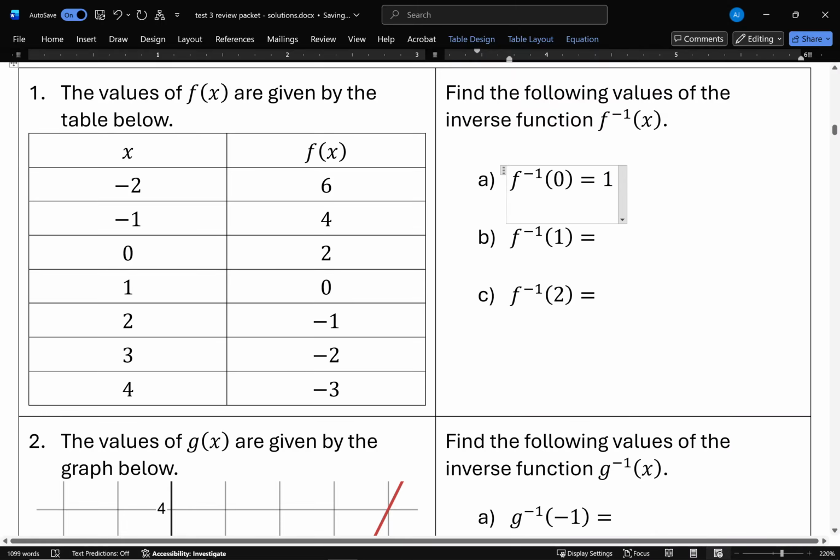So the inverse function always reverses x and y. We plug in y, we get out x. Very strange, but that's how it works.